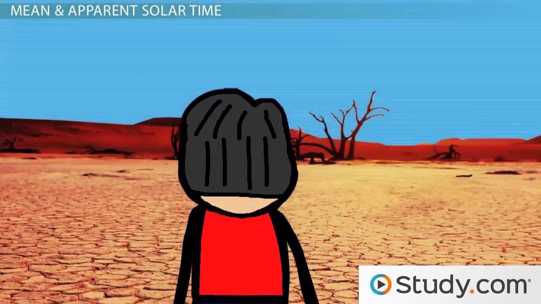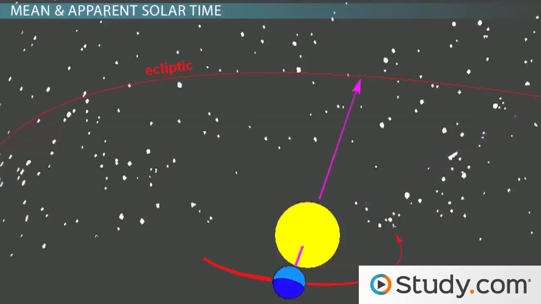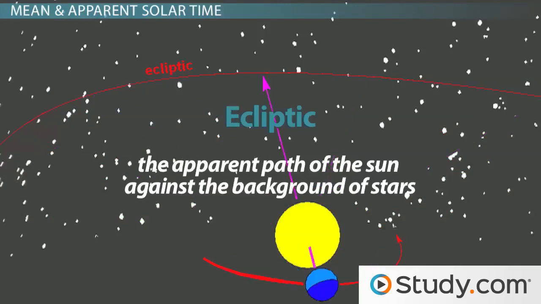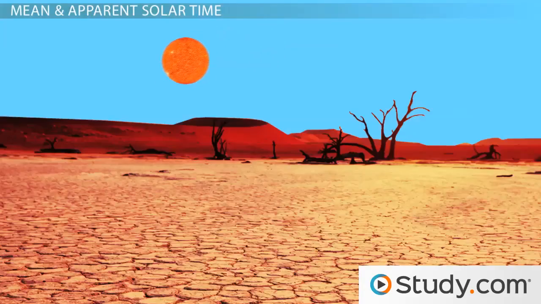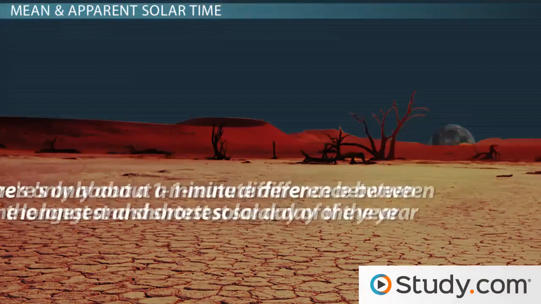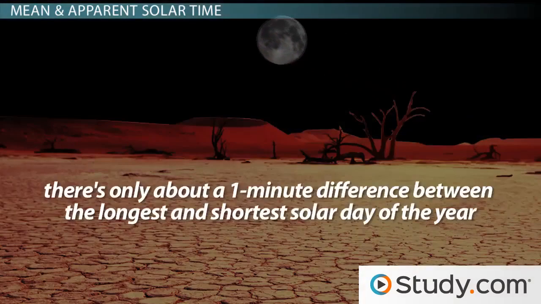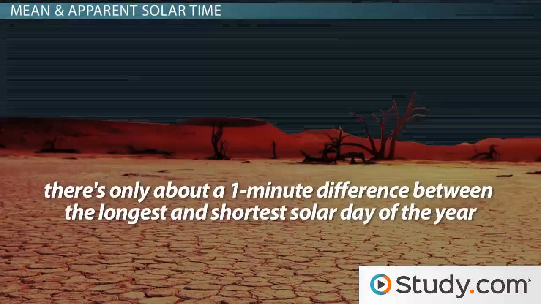What you may not notice by simply staring at the sky in desperation, counting time as you wait to get rescued, is that the length of the solar day changes during the year. That's because the sun moves along the ecliptic at a varying rate throughout the year. The ecliptic is the apparent path of the sun against the background of stars. The change in the solar day is subtle. There's only about a 1-minute difference between the longest and shortest solar day of the year.